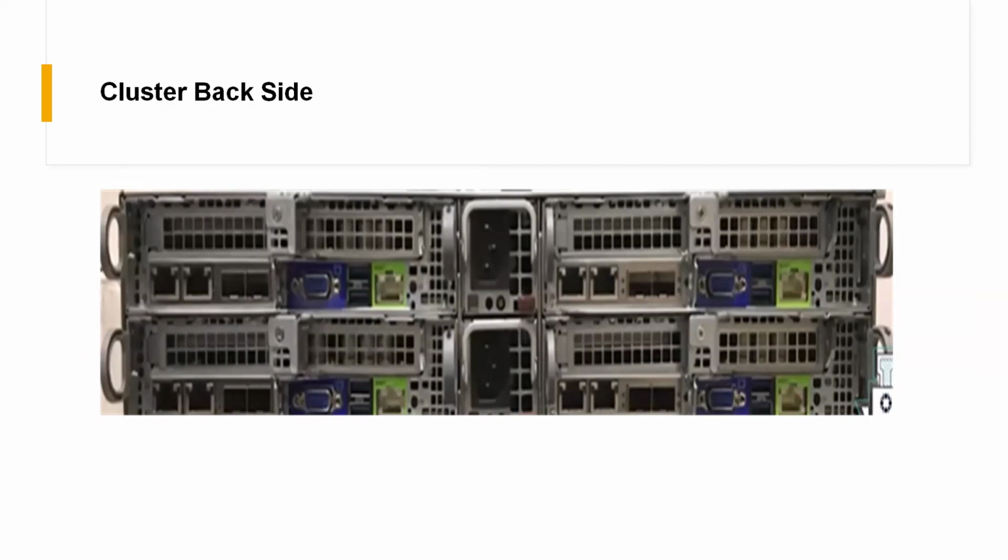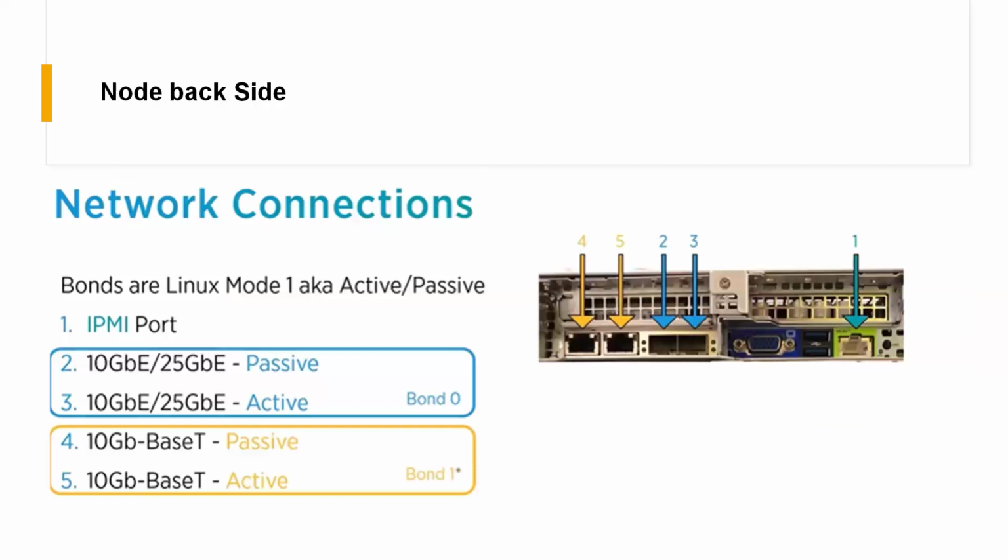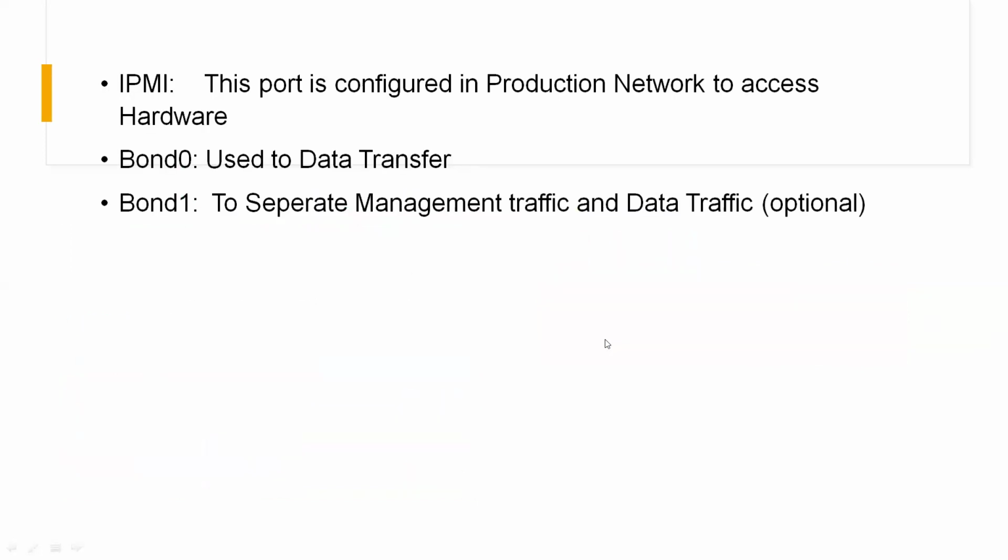In the middle, we can see power cables, two power cables, and each node will have multiple ports. Here we can see port 1, IPMI port, port 2, 3, bond 0, and port 4, 5, which is for bond 1. The IPMI port is configured for the production network to access hardware devices.